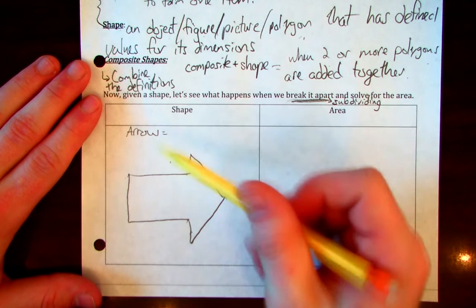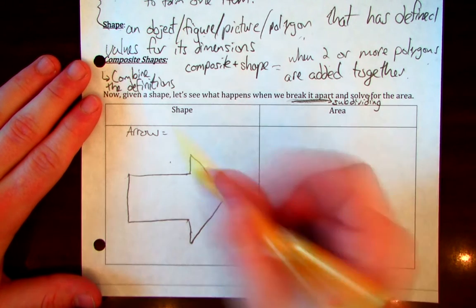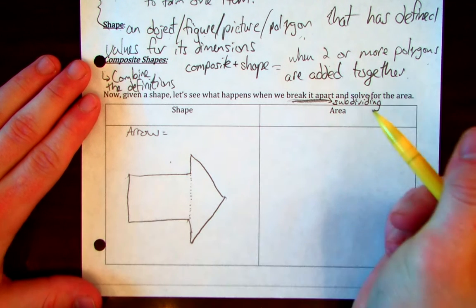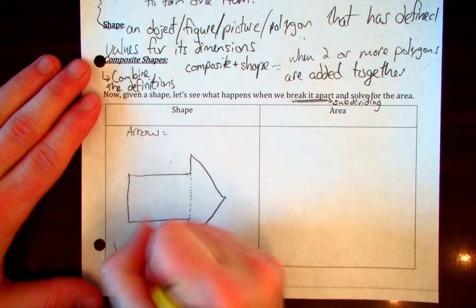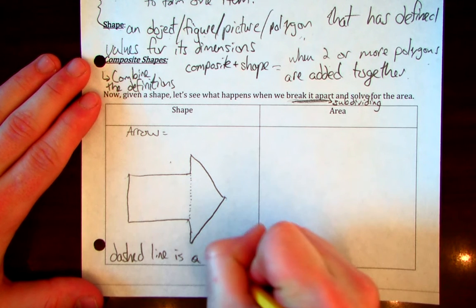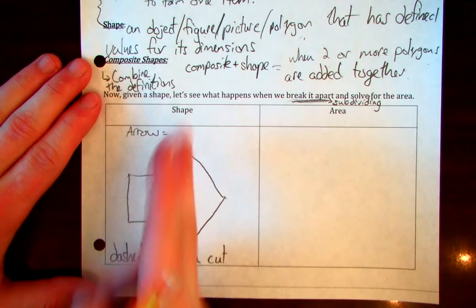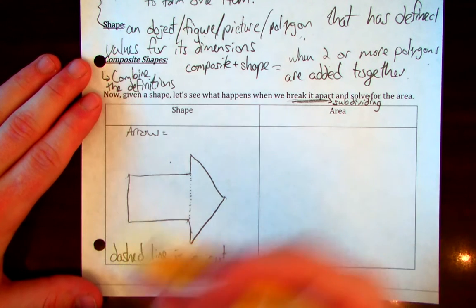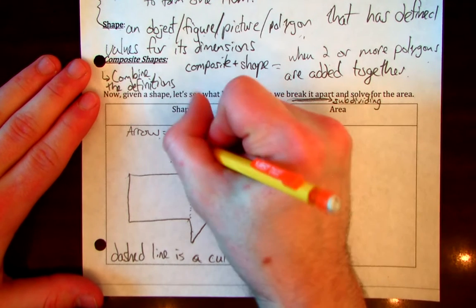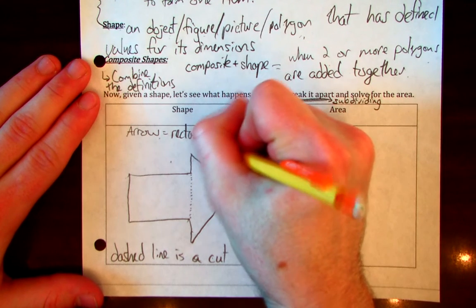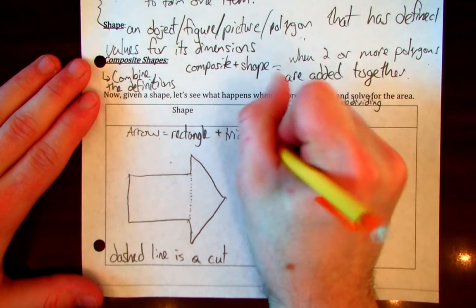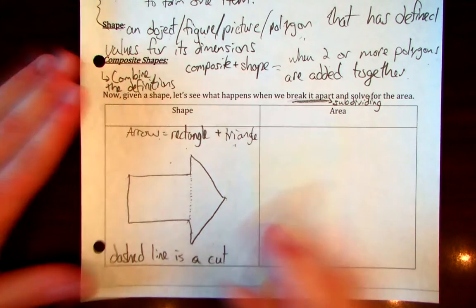And so what kind of shapes can we split this apart into? Well, maybe if I make a nice easy cut right here, again, the dashed line is a cut. And I'm not taking out scissors and I'm not cutting it, but it's just the idea of being able to break it apart. So an arrow would be, let's say, a rectangle plus a triangle. So we have two polygons added together.